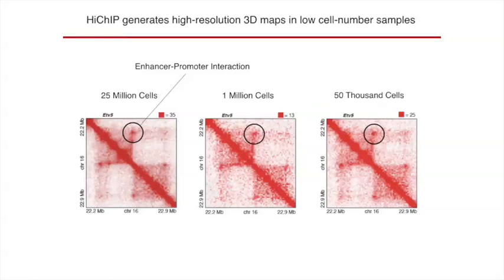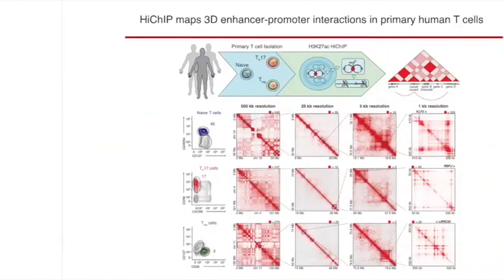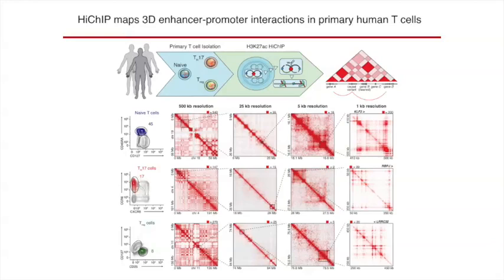So improve the signal to noise by about 3 orders of magnitude. And you can see we get nice signal to noise in 25 million cells and can maintain that down in 50,000 cells, and we can go as low as about 5 or 10,000 cells. Okay, so having seen that, we now move to primary immune cells.